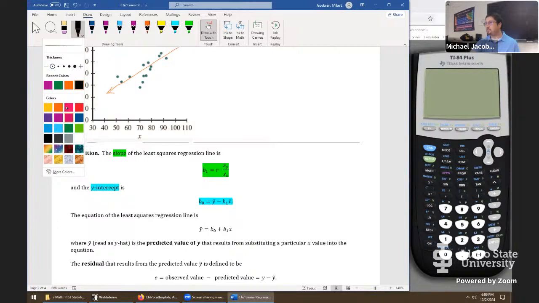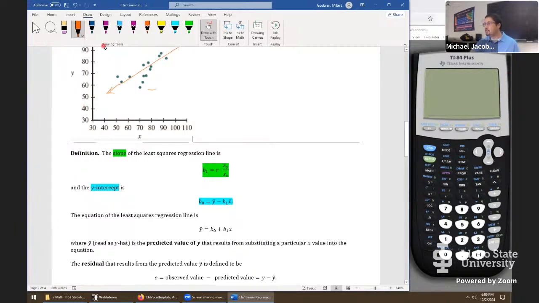Let's decide on a color. Let's go with orange. This would be a y value because this is an actual observed value from the data. So when the residual says it's e for the residual, observed value minus predicted value, they're talking about y for the observed value, something that's actually in your data set. But it's an observed value minus a predicted value. What's the predicted value? That's the thing that we write as y hat, the predicted value of y.